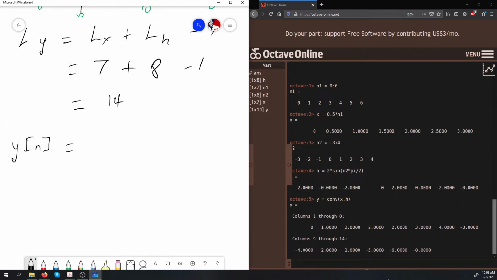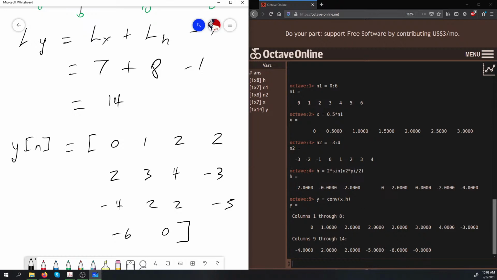So y of n here is just going to be 0, 1, 2, 2, 2, 3, 4, minus 3, minus 4, 2, 2, minus 5, minus 6, 0. And as we see here, columns 1 to 8 and 9 to 14, there are 14 values that matches up with our L of y.